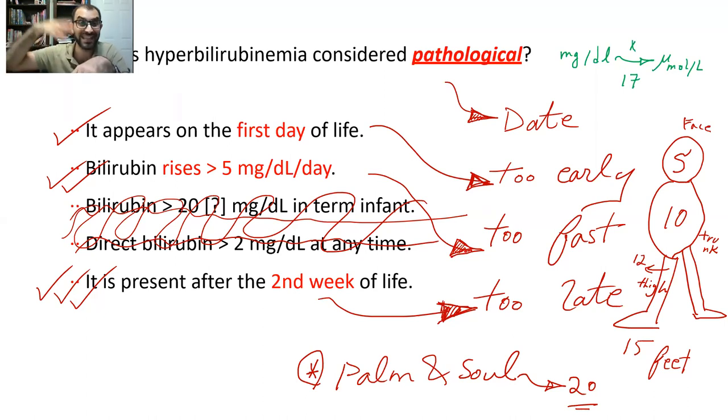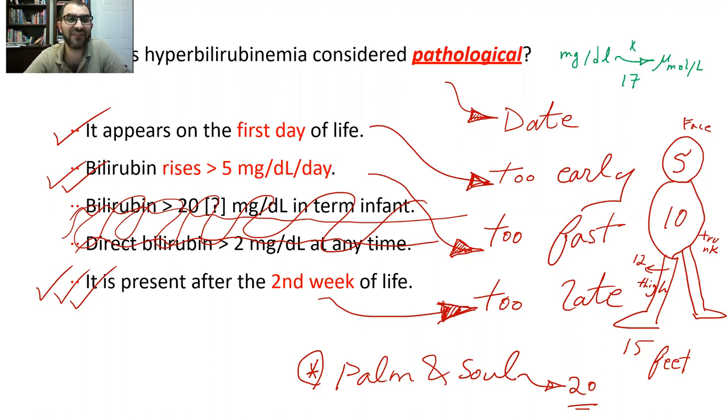Bilirubin is increasing too fast. What is too fast? More than 5 milligram per dL per day. I always worked with milligram per dL, and I always remember these numbers, and I do not bother to go for anything else. But there is micromole per liter as well, which is milligram per dL times 17. That's a conversion factor. Five milligram per dL per day is the rise.